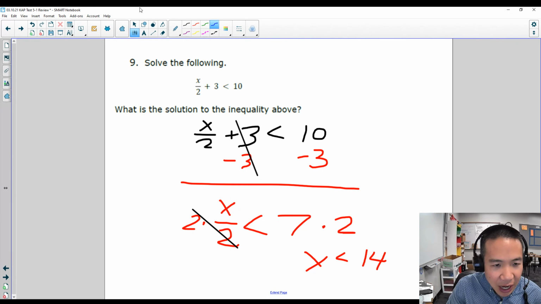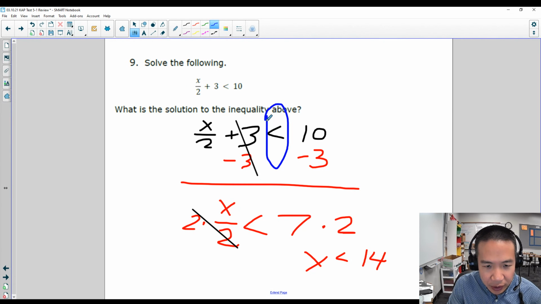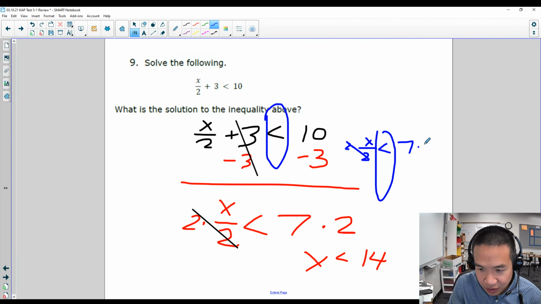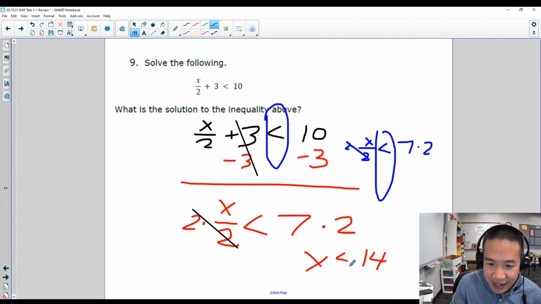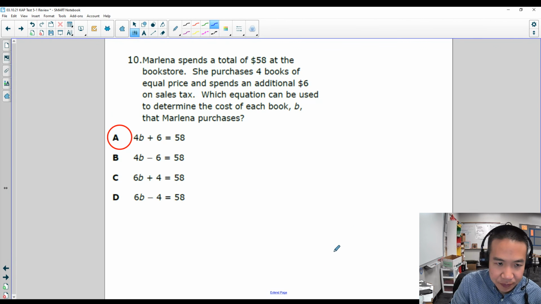Number 9, another two-step. So I like to highlight the inequality. Here's x, so I cover this with my hand. How do I undo plus 3? Subtract 3 from both sides. So it's 7. So it's x divided by 2 less than 7. Let me circle this. How do I undo divide by 2? I multiply by 2, cancel, times 2. That's why x is less than 14.